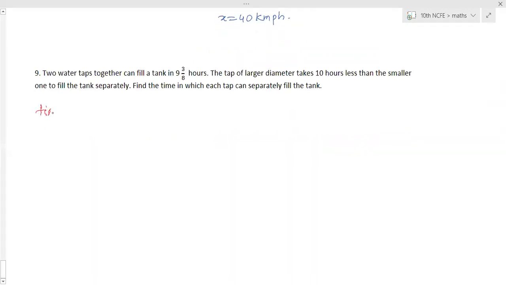The first one, the time taken by the larger tap. The larger tap takes 10 hours lesser. So take the smaller tap. Suppose the smaller diameter tap will take X hours. Then how much time will the larger take?